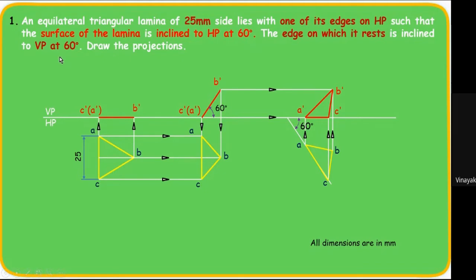You cannot directly obtain this by inclining it with respect to HP and VP immediately. You have to go step by step. First draw the true shape, then incline it with respect to one plane, then with respect to the third plane. Like this.